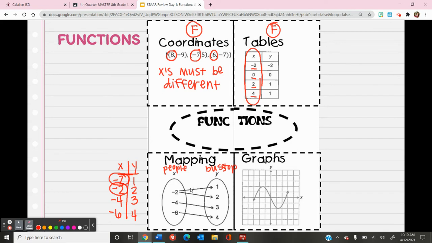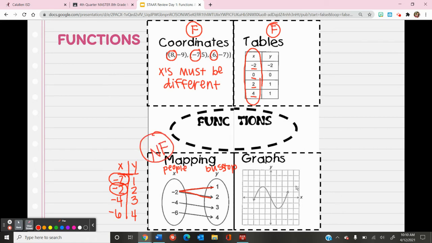And also on a mapping, you can automatically tell if it's a function or not if you see 2 lines coming from one x value. So these 2 lines are pairing my x value with 2 different y values. And again, this mapping is not a function.